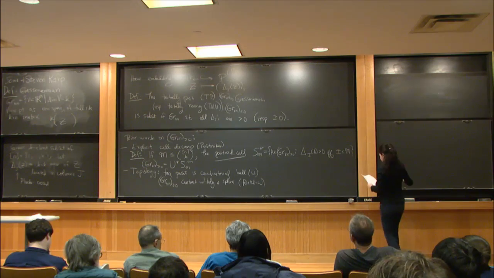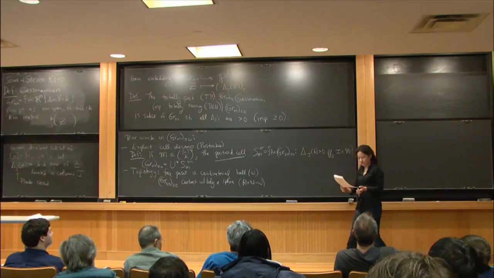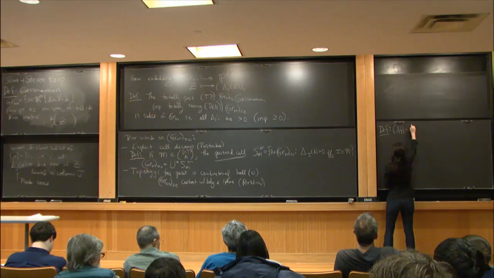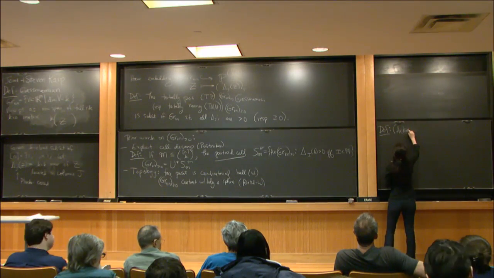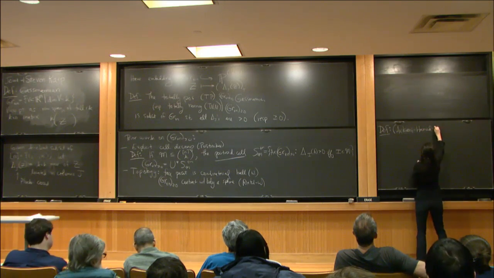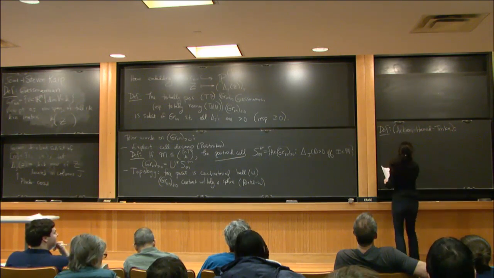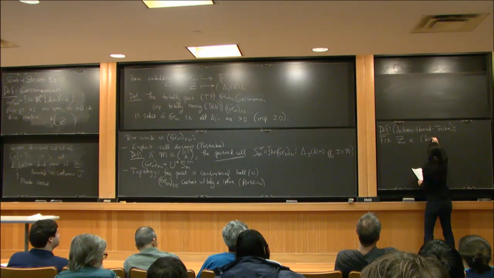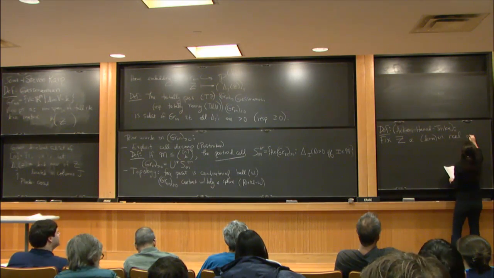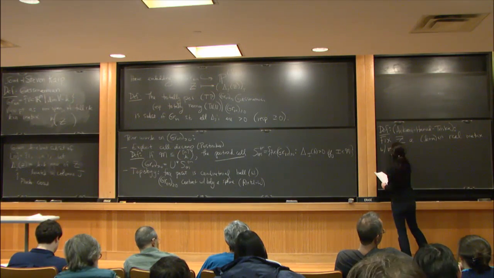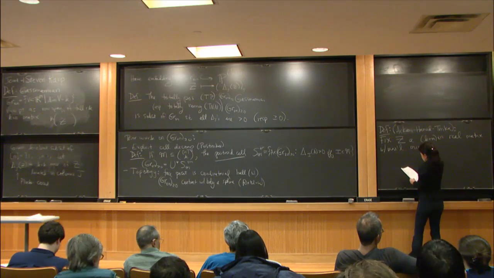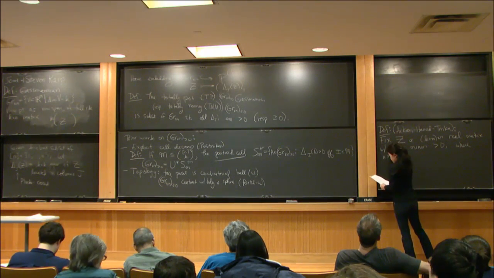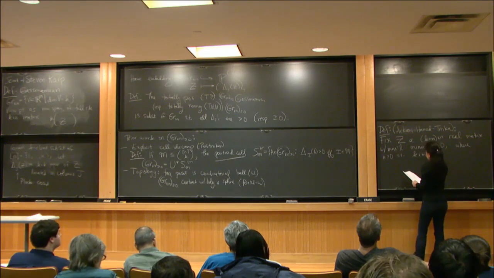OK, so now I want to talk about the amplituhedron, and I'm just going to talk about the tree amplituhedron. This definition is due to Arkani-Hamed and Trnka. So what we do is the following. We're going to fix Z, a k plus m by n real matrix with maximal minors positive. And we're also fixing m such that k plus m is at most n.